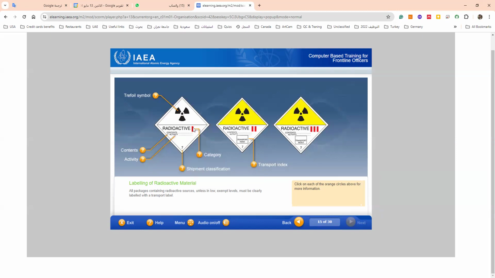And we have here category 1, category 2, and category 3. This category is a number depending on the dose rate on the package surface. And the transport index is listed for categories 2 and 3.